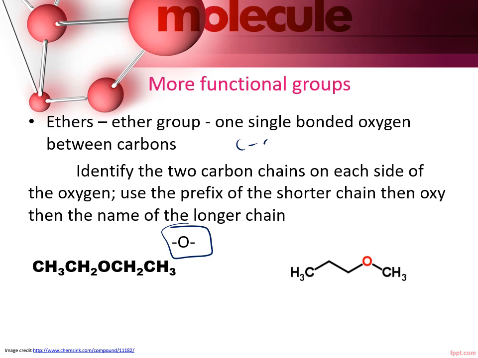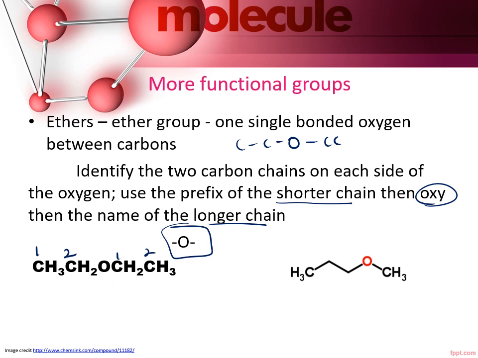So I have some carbons, and then I have an oxygen, and then we have some more carbons. These are ethers. We're going to just pick the shorter chain. We're going to write it first, and then I'm going to use the word oxy in the middle. Then we're going to name the longer chain. So this one I think is pretty easy to name. So I have 1, 2, I have 1, 2. There isn't a shorter chain or a longer chain. They are the same in length.